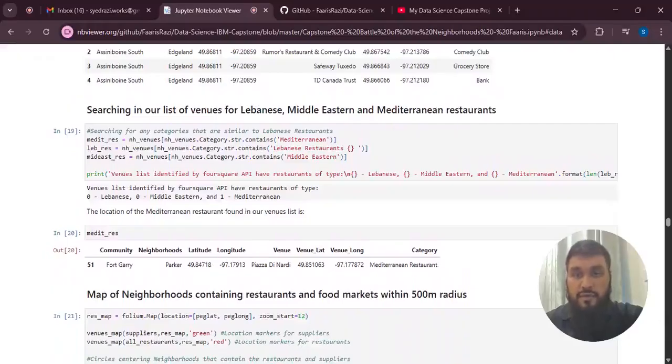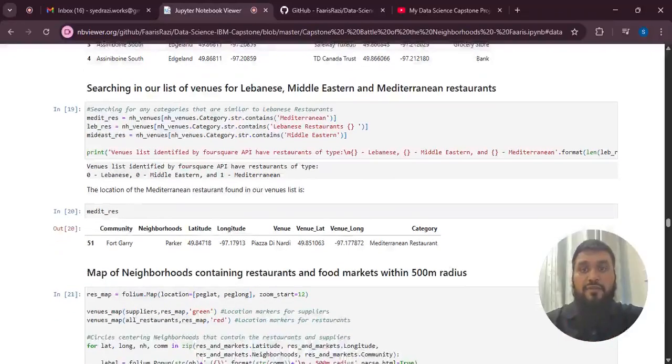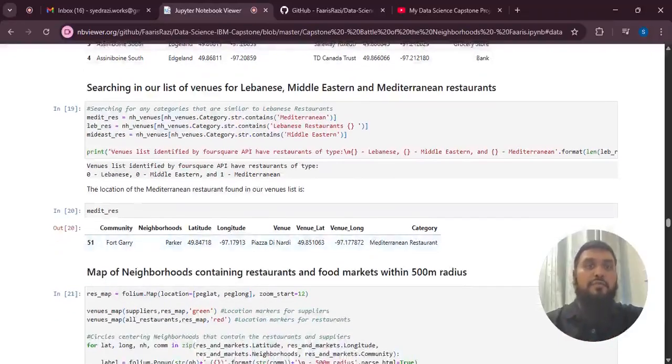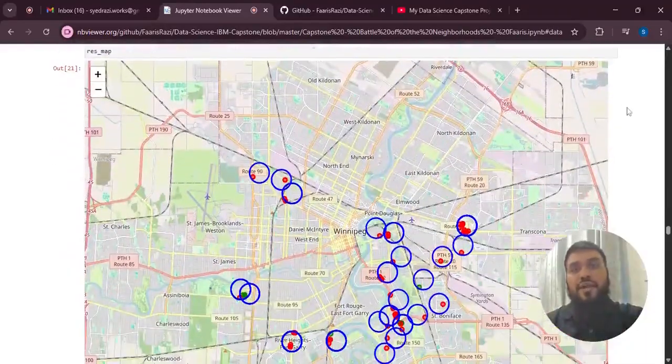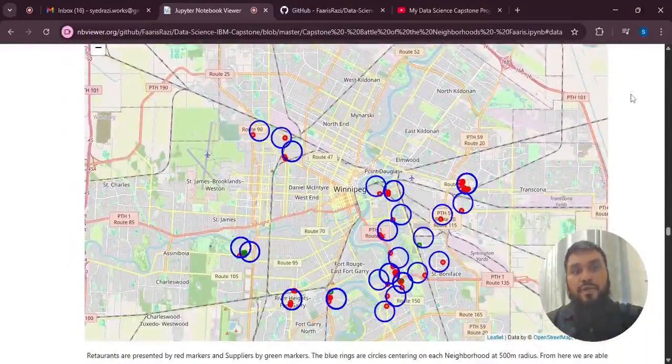We did find, interestingly, that there is no Lebanese restaurant, no Middle Eastern, but only 1 Mediterranean restaurant. So this kind of shows a green light for being almost no competition, even in the worst case scenario, setting up next to that Mediterranean restaurant here in Fort Garry may not pose as a competition because you're coming up as the main Lebanese concept in that neighborhood. So that's pretty good.